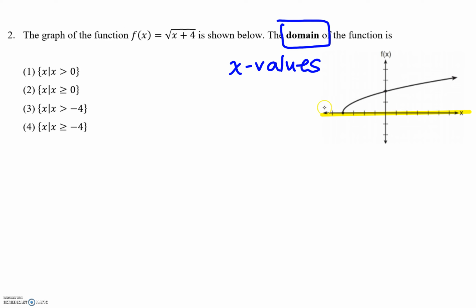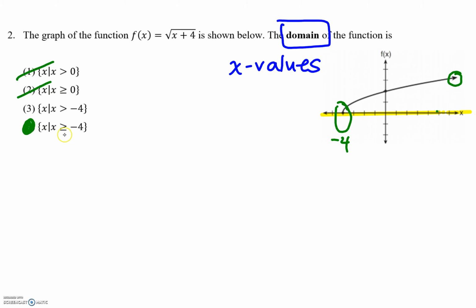I'm going to take my pencil and scan left to right. I should notice that is my starting x value, and I'm going to continue to go on along the x, and my ending x value is going to be an arrow. So my starting x coordinate is 1, 2, 3, 4, -4. So my x values have to be greater than or equal to -4.